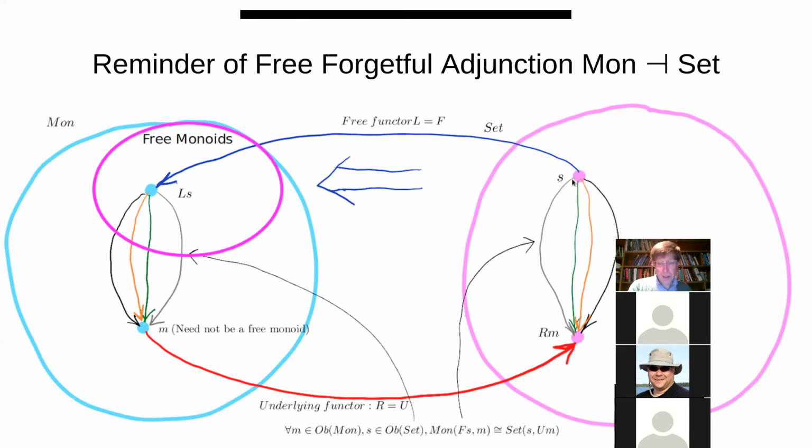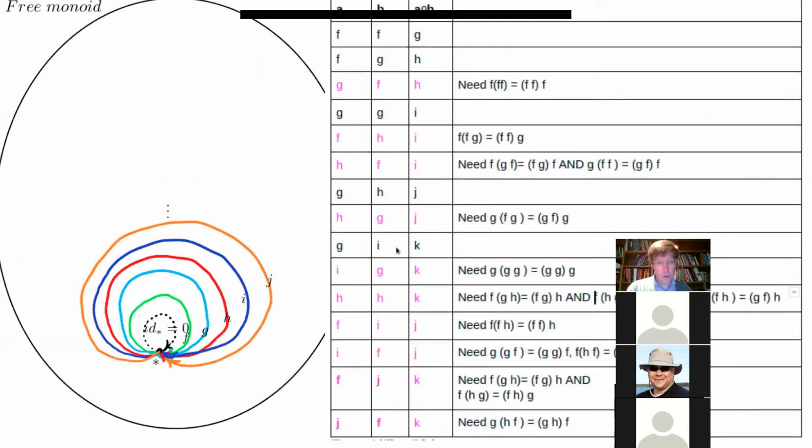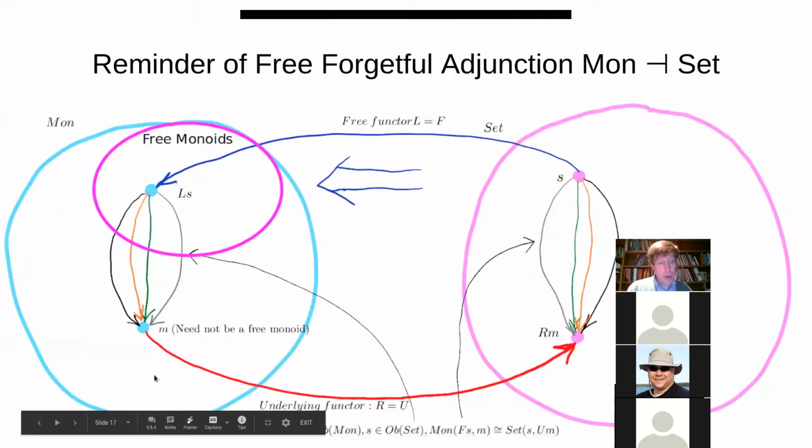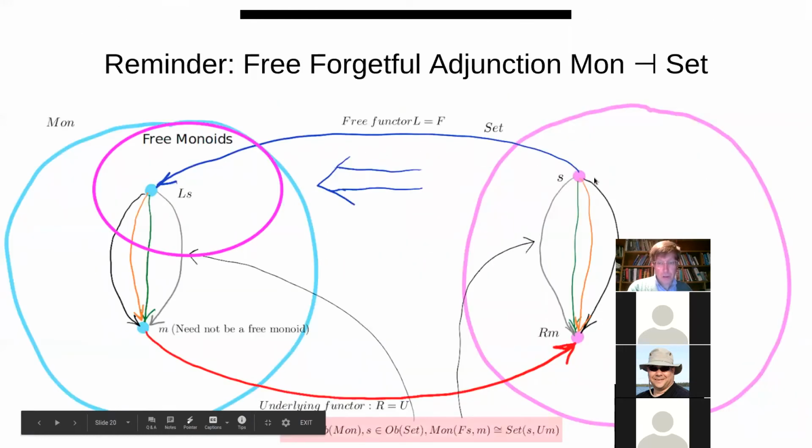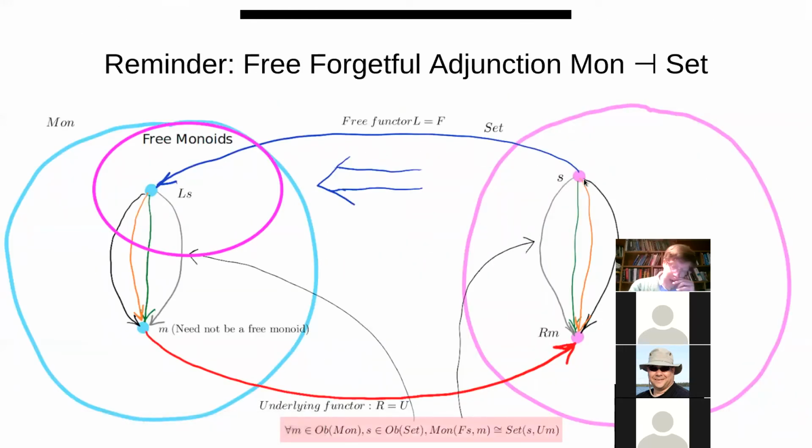If S is the set 0 and 1, then the elements of the free monoid LS are all possible sequences of 0 and 1, all possible binary sequences, including the empty one. If S is just zeros, we'll have all possible unary sequences. If S is three elements, we'll have all possible sequences of those three elements.